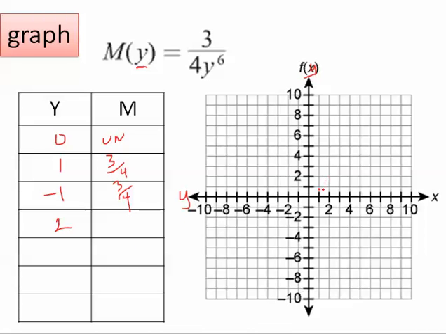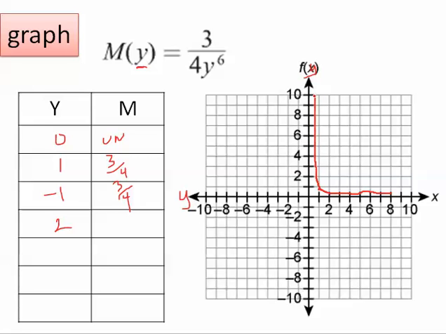Oh my goodness. That's going to be some little bitty number. It's going to be like that. Okay? So my graph's going to go really close to the x-axis here and come up to here. And then I know just by looking at this, it's going to do this, right?